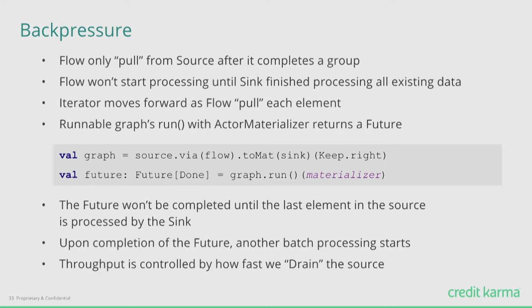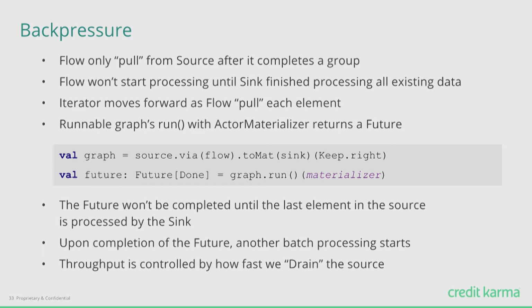And as the flow pulls from the source, it just calls the iterator next. Basically, it pulls them one by one until it reaches the size of the group. Then it will start processing using a thread, and after it's done, it will send to the sink, and then another group will be started, all in parallel.